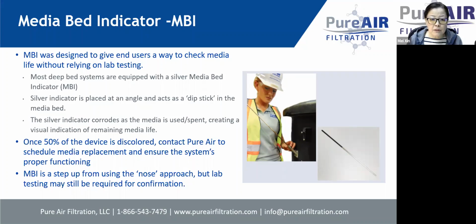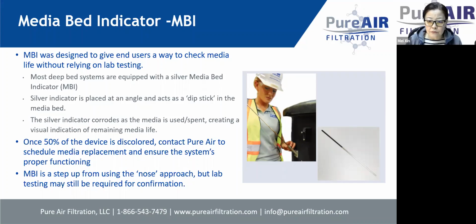So for this media bed indicator, normally most of the deep bed systems are equipped with a silver media bed indicator. You will see a silver indicator placed at an angle into the media bed. When the media life level is reduced, like the media efficiency drops and the sulfur starts, the indicator will start to close and change color. So it is a very straightforward visual indication of remaining media life.